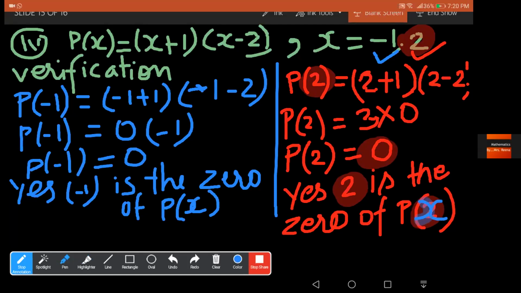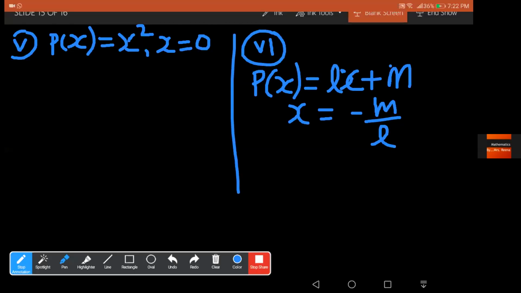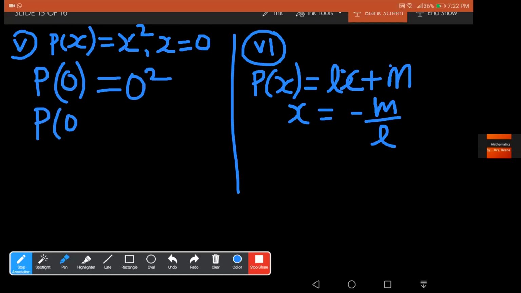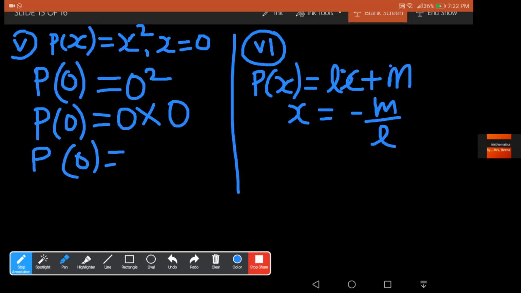Okay? So let us take the next part. Here I can see the fifth part has P(x) = x² and the value of x = 0. So if we take P(0), then we have to write 0 squared here. 0 multiplied by 0 will be 0 always. 0 squared means 0 multiplied by 0. So P(0) = 0.